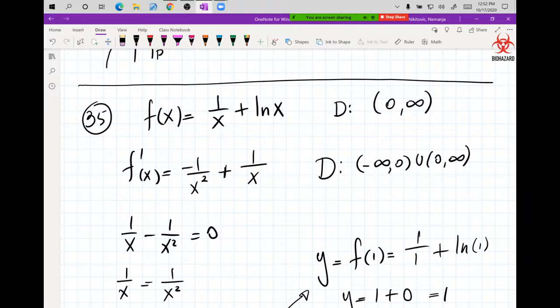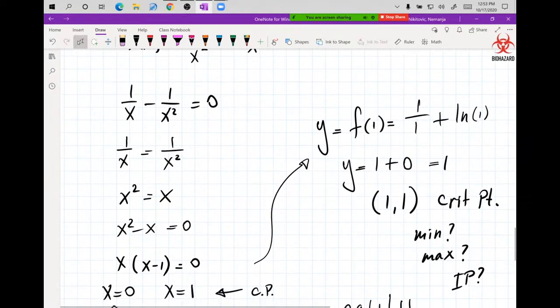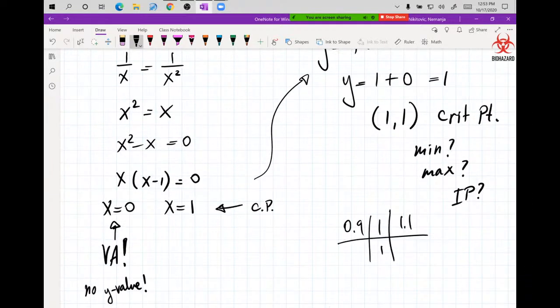And I got 1.00006. And now we do the same thing: 1 divided by 1.1 plus ln of 1.1. And that gives me 1.004. They are both higher than 1.